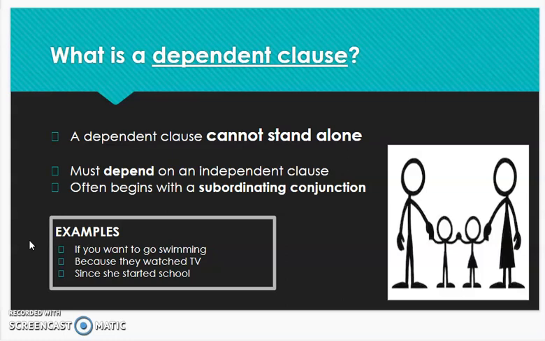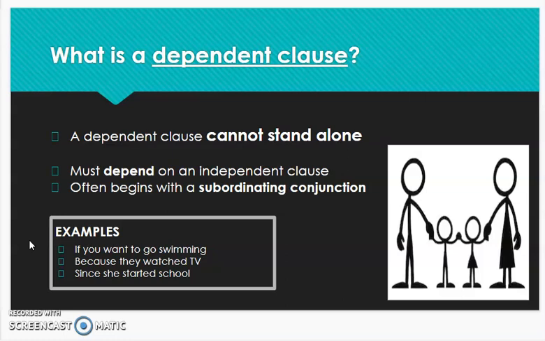I don't know what's going to happen next because they watch TV. Well, what's going to happen or what happened because they watch TV? Did they stay up all night? Did they get grounded? I don't know what happened because they watch TV. So that is an incomplete thought. Since she started school, did she get good grades? I don't know what happened since she started school.